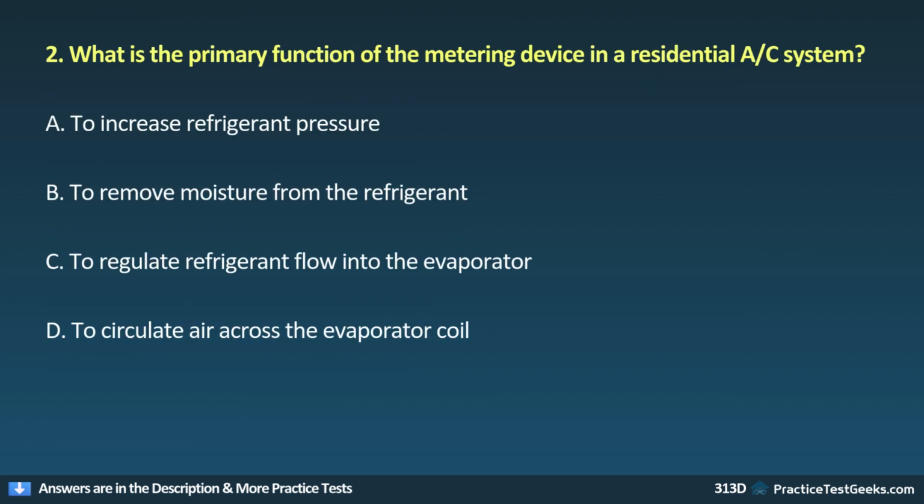2. What is the primary function of the metering device in a residential AC system? A. To increase refrigerant pressure. B. To remove moisture from the refrigerant. C. To regulate refrigerant flow into the evaporator. D. To circulate air across the evaporator coil.